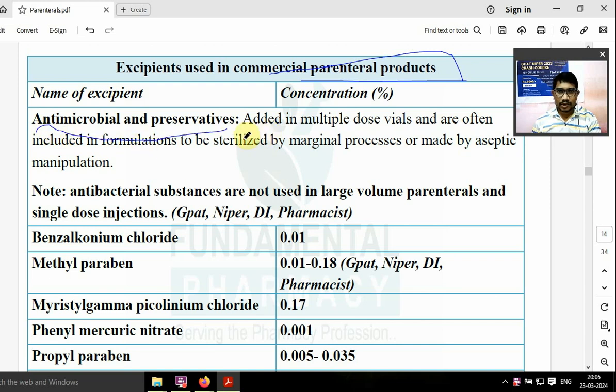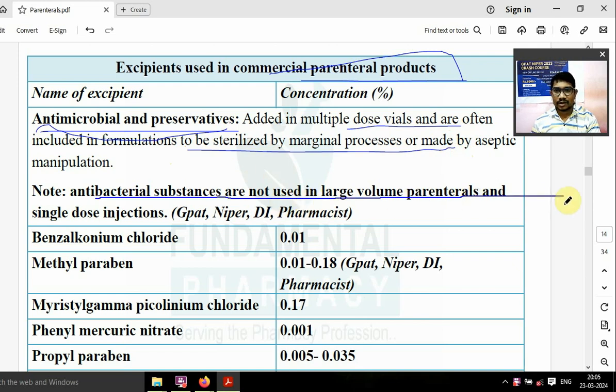So they are added in a single dose container or they are not added in the single dose container and large volume parenteral. So they are added in the vials only. Multiple dose vials often included in the formulation to be sterilized by terminal process or made by aseptic manipulation. Antibacterial they are not added in the large volume parenterals and single dose injections. ये मैंने 3-4 बार बोला, क्वेश्चन आ चुका है.